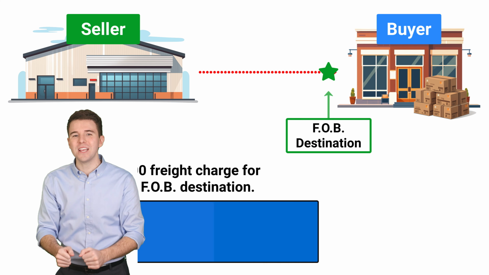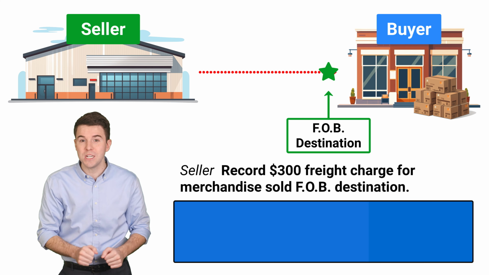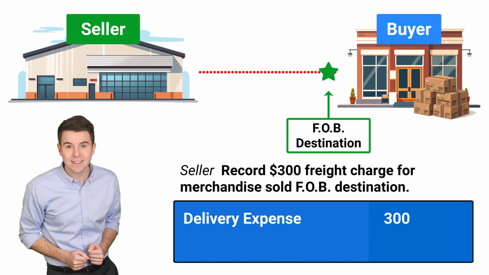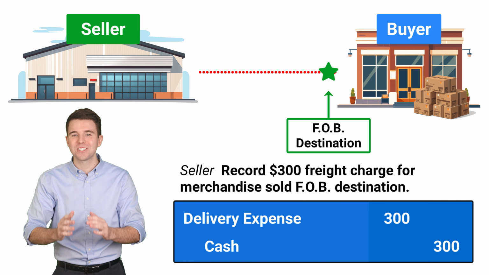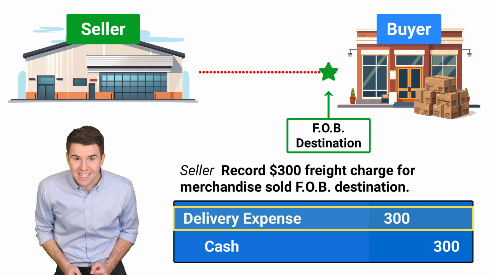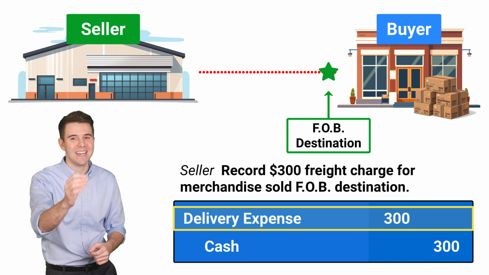To record the seller's entry for a freight or shipping charge, we debit delivery expense and credit cash. Delivery expense is reported as a selling expense on the seller's income statement. To wrap it up, the F.O.B point determines how transportation costs are recorded and who has the risk of loss during transit.